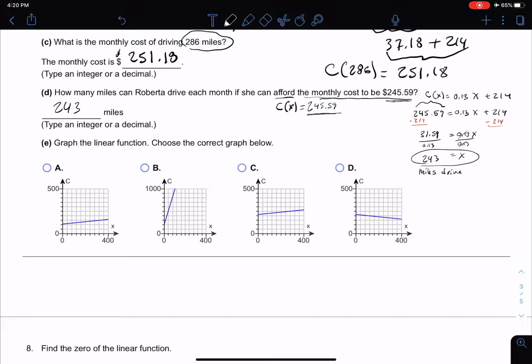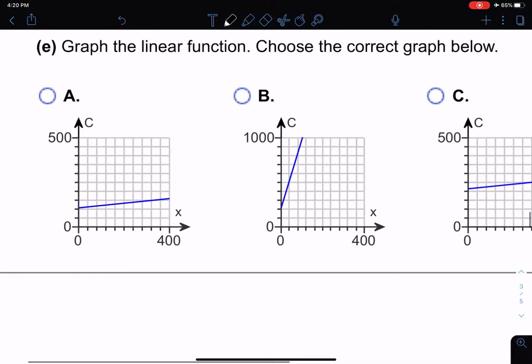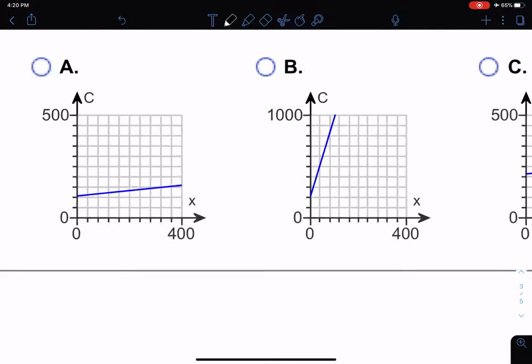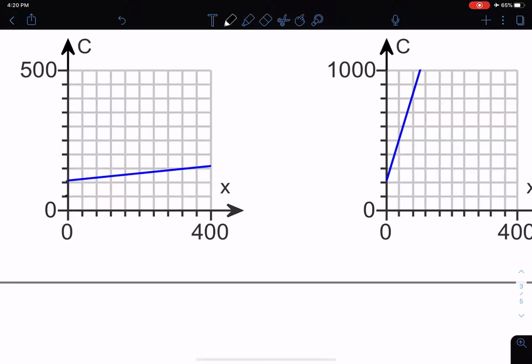Okay, so let's look at the scale here. Let me zoom in, it's really tiny. 1, 2, 3, 4, 5, 6, 7, 8, 9, 10. So 10 to get to 500, so it must be going by 50s, I'm thinking, right? So 50, 100, 150, 200, 250, 300, 350, 400, 450, 500.